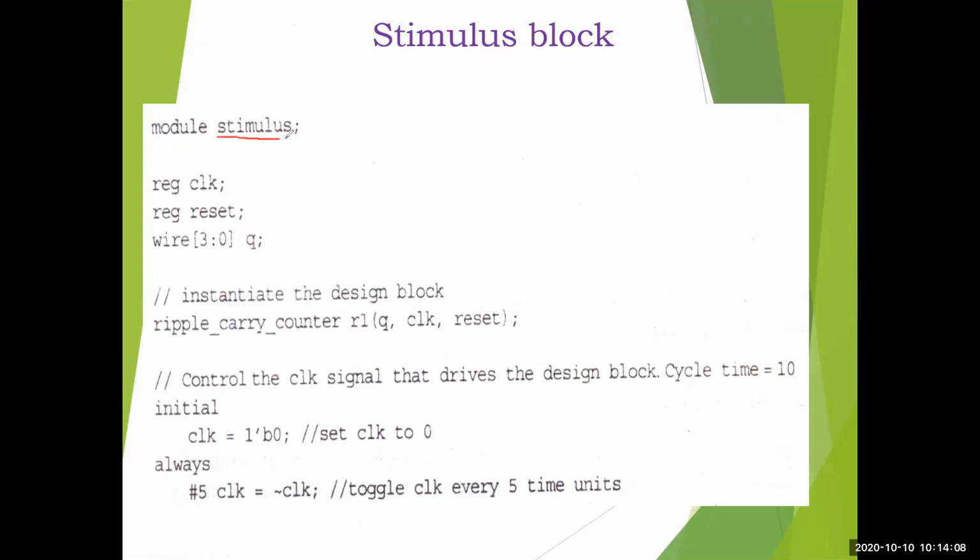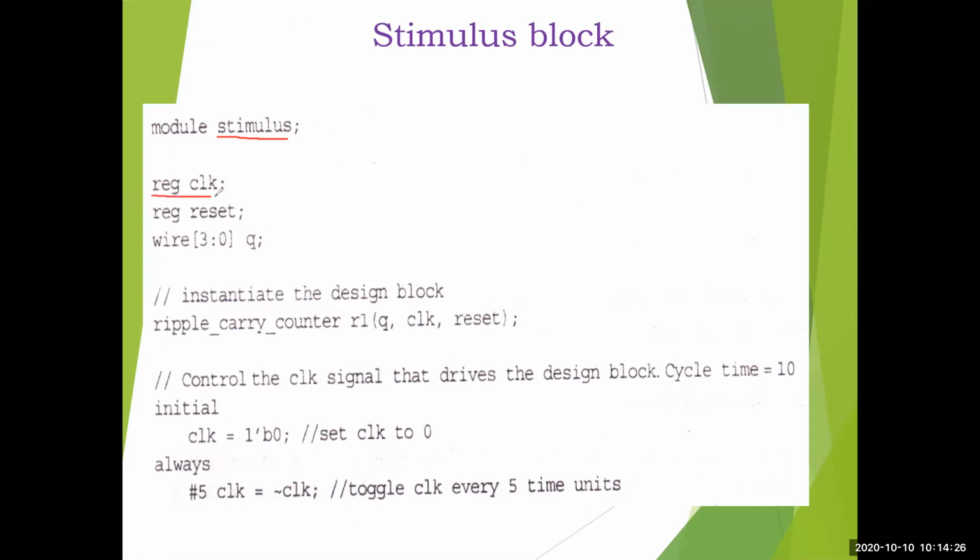The module name is stimulus, and remember, in stimulus blocks there is no argument list because there is no input and output, so we will not write that. We will see that more later. How it will be in behavioral description, we'll learn. At this moment, remember there is no argument list.